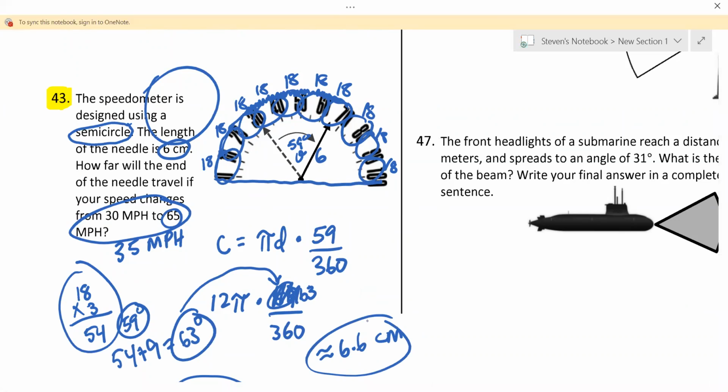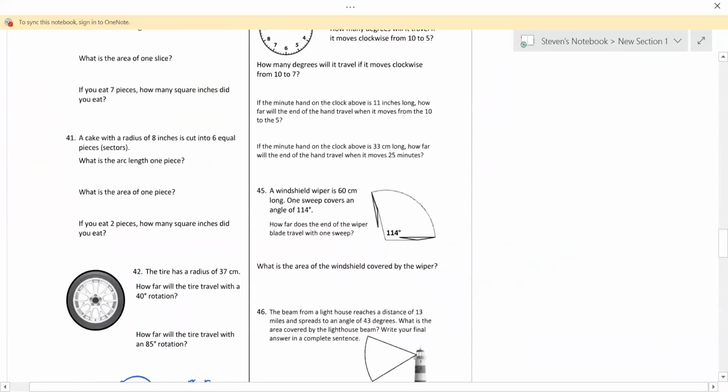Those are always tough ones. So hopefully that helps. I'm basically just deciding how many degrees it traveled instead of how many miles an hour I traveled, right? If I go from 30 to 65, that's 35 miles per hour, right? So how many degrees is that? I just needed to change 35 miles an hour into degrees, which is 63 degrees. Okay, let's move on.